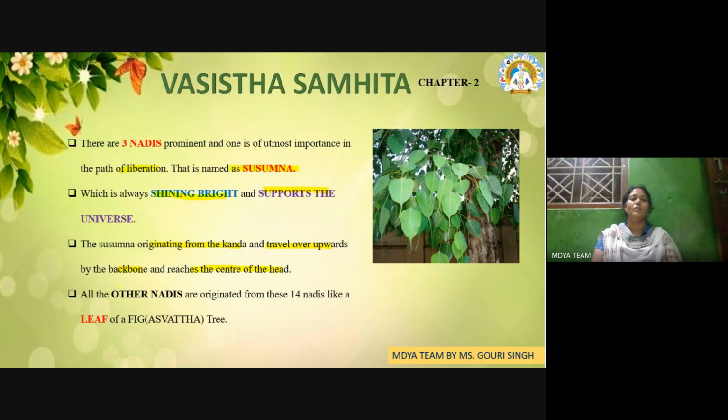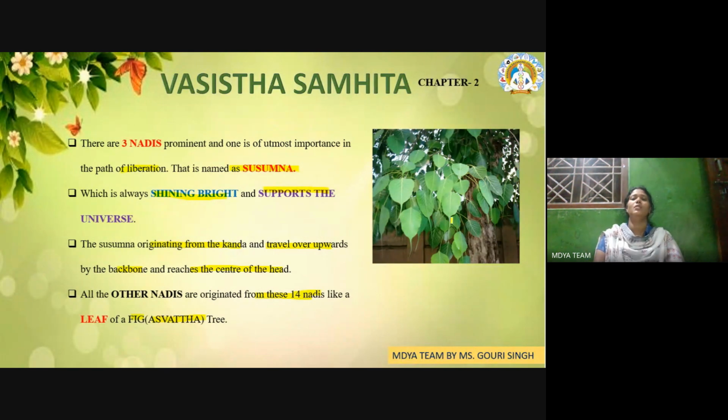Okay. And all other nadis originate from these 14 nadis. Whatever other nadis are present inside the body, they all originate from only these 14 nadis. It is like the leaf of a fig tree. According to the description it is given as the fig tree, but according to the verses it is written as the Aswatha tree, but the exact English name is not fig, because the fig tree is different.